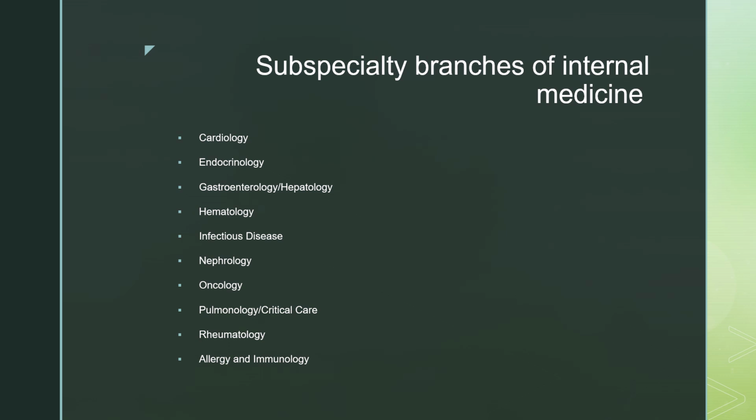So after completing an internal medicine residency, these are the subspecialty fellowships you can complete to become more subspecialized. Family medicine physicians don't have the option of subspecializing in these fields, whereas internal medicine physicians who've completed a residency can go on to complete one of these fellowships: cardiology, endocrinology, gastroenterology or hepatology, hematology, oncology, infectious disease, nephrology, pulmonology and critical care, rheumatology, and allergy and immunology. Family physicians can also subspecialize in certain fields, but none of these on this slide. They could go on to complete fellowships in things like geriatrics, addiction medicine, or sports medicine.